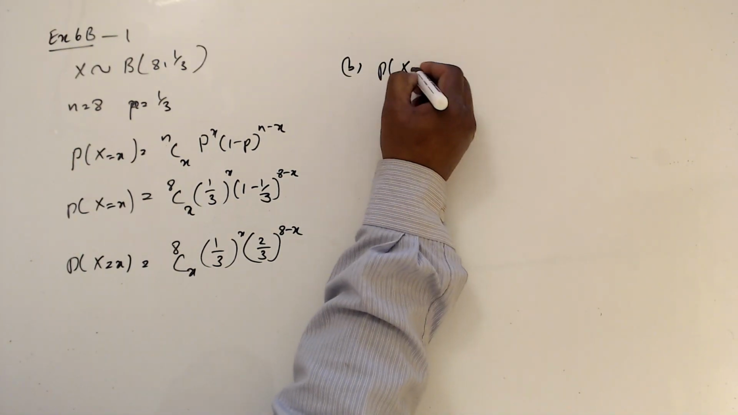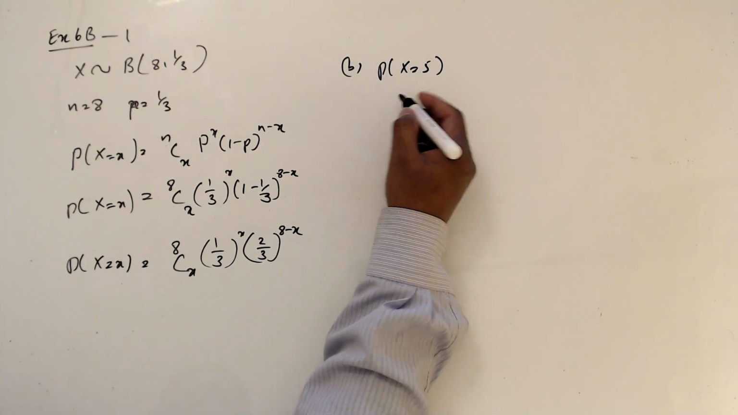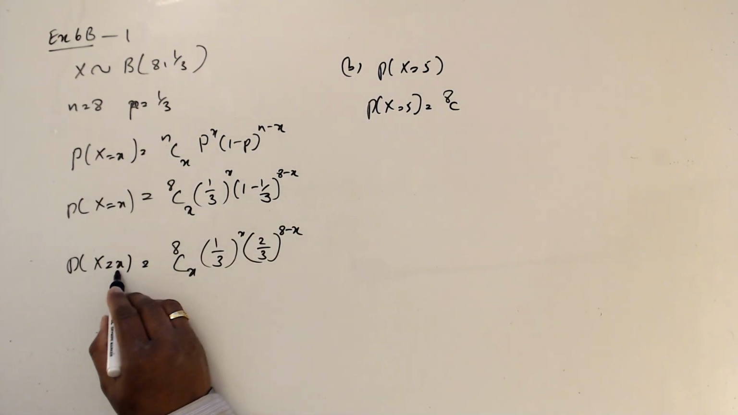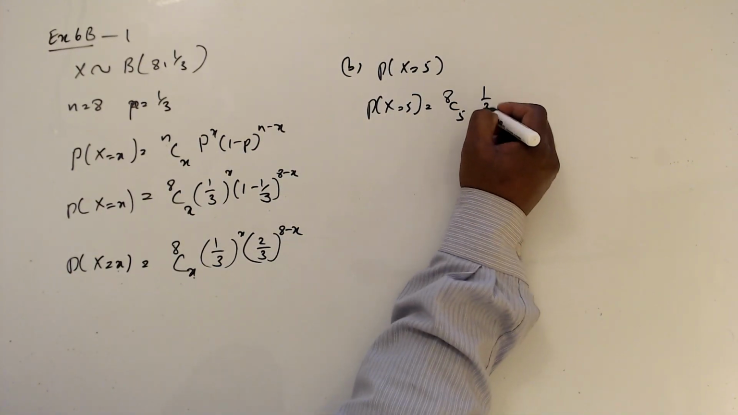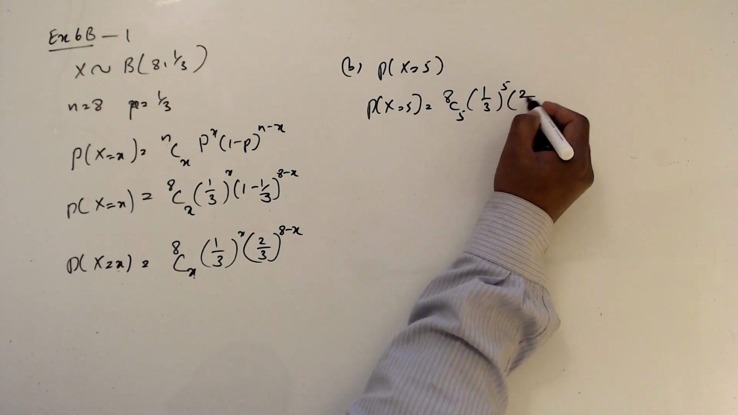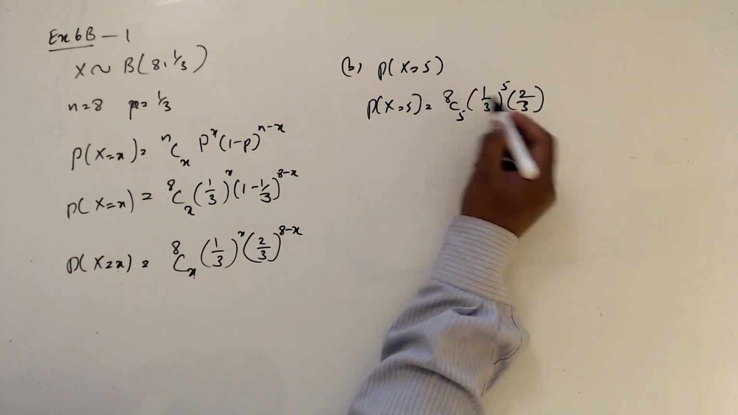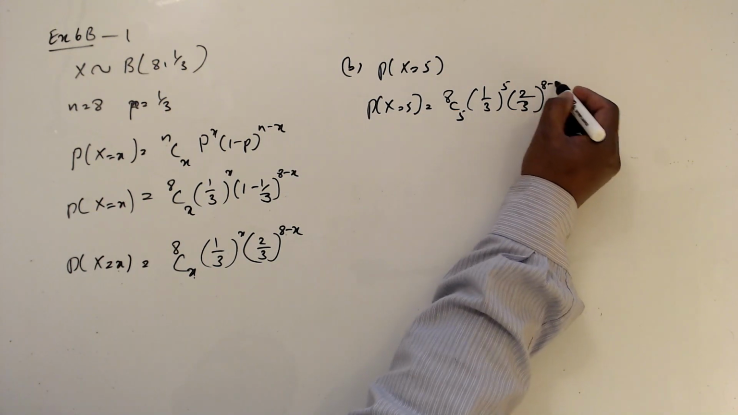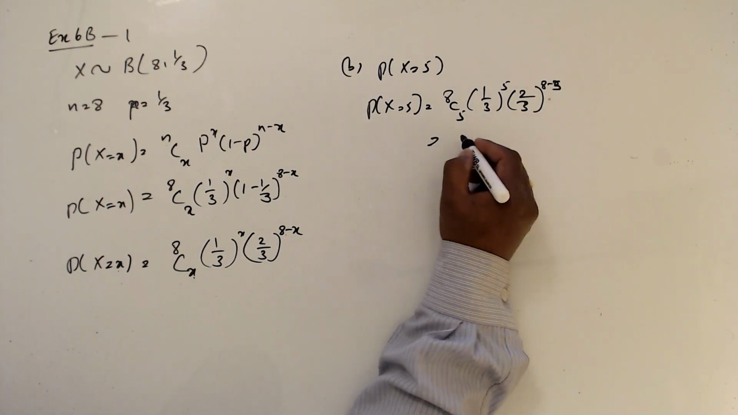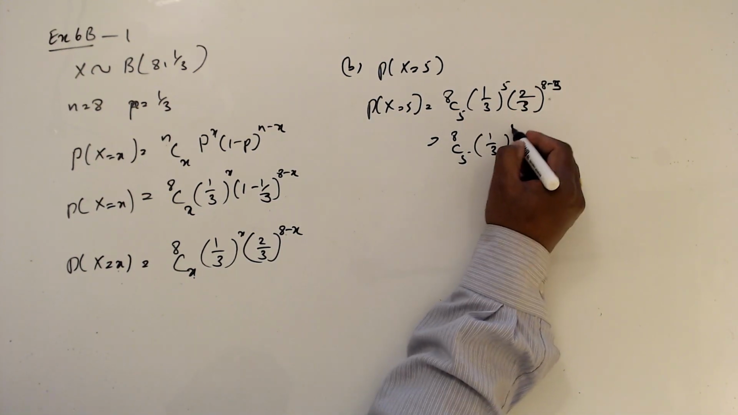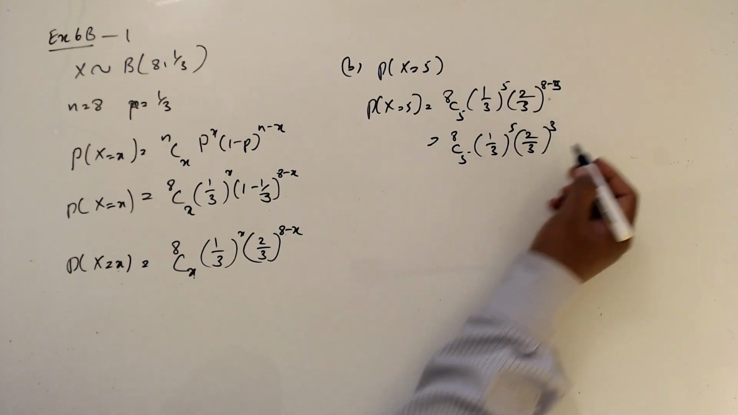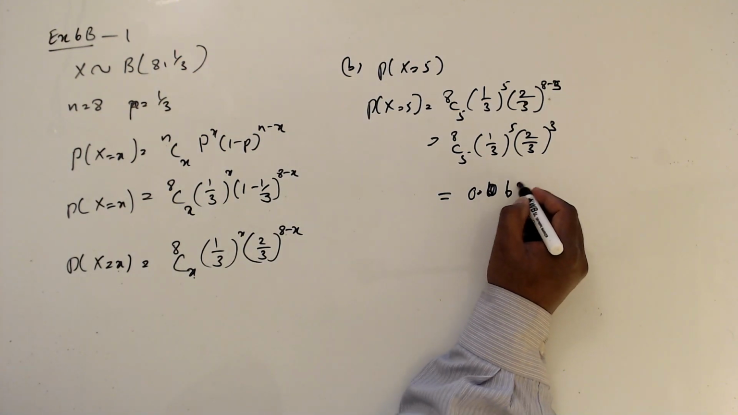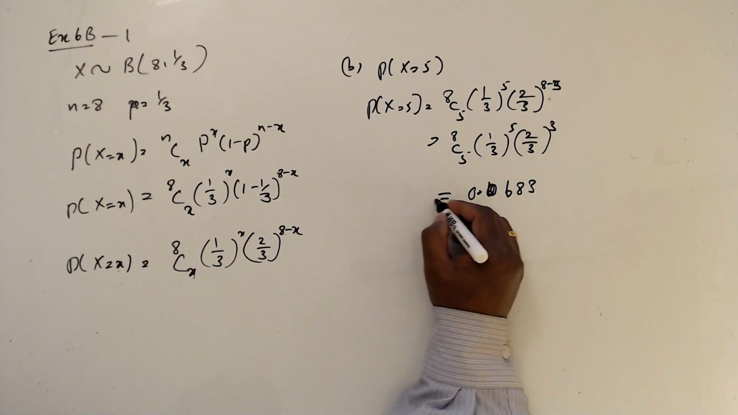And part B, probability of x equal 5. Then P(X = 5) is 8C5, instead of x I put 5, so 8C5 (1/3)^5 (2/3)^(8 - 5). The powers have to add up to 8, so this value has to be 3. So 8C5 (1/3)^5 (2/3)^3, and this value is approximately 0.0683.